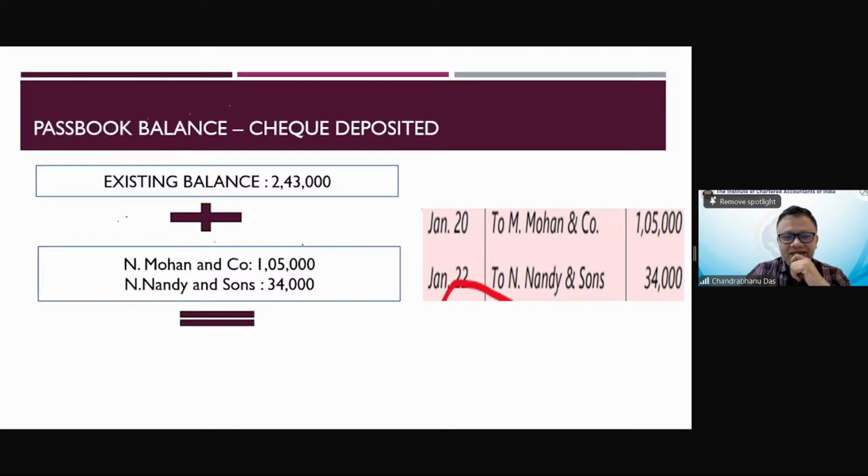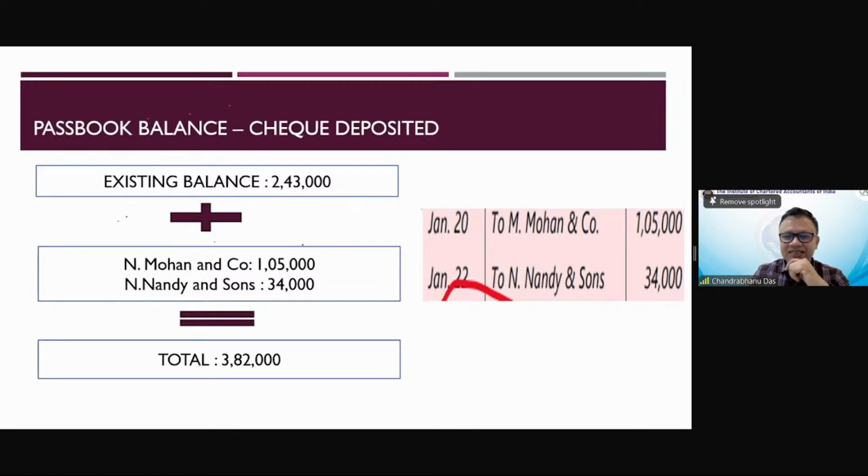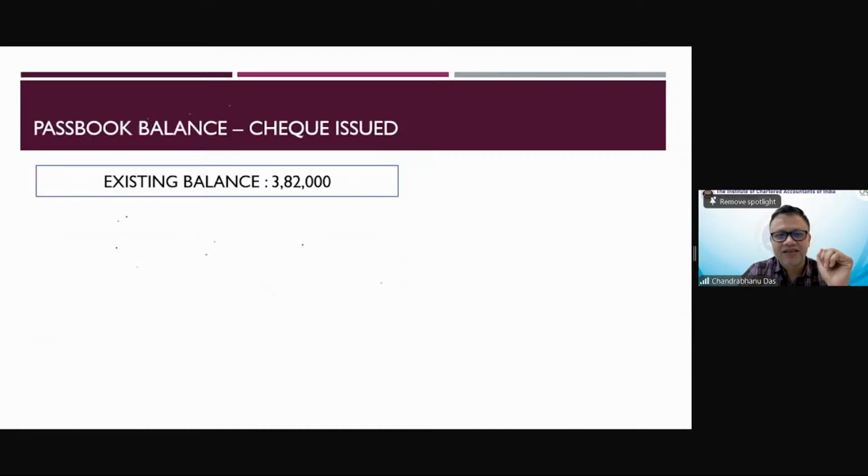Okay. Now, on the check deposit side, you got a total of 3,82,000. That means the balance, which was 2,43,000, now became 3,82,000 because you have added the checks. Because you see your cash book balance, those checks are added, so the bank should know that information. This is the information the bank must have. So you added it, and it is for the bank then to check and see whether it has received those checks or not.